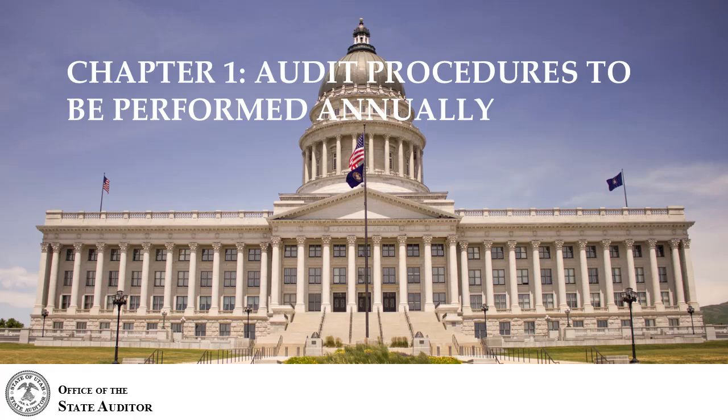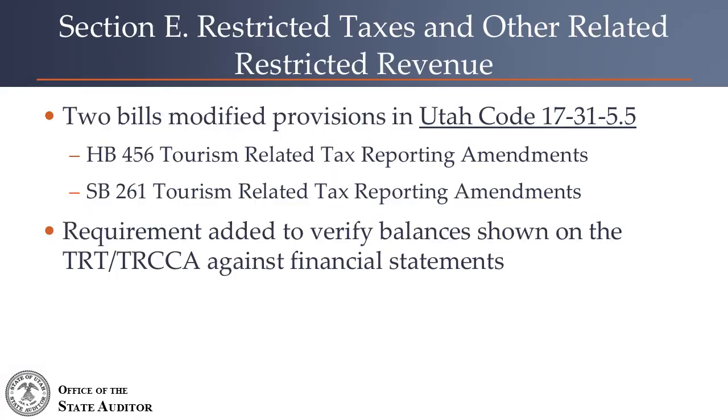Now that you know where to find the updated manuals, we'll go over the updates that were made to Chapter 1 of the SCAG. The first change in Chapter 1 of the SCAG is in Section E, Restricted Taxes and Other Related Restricted Revenue.